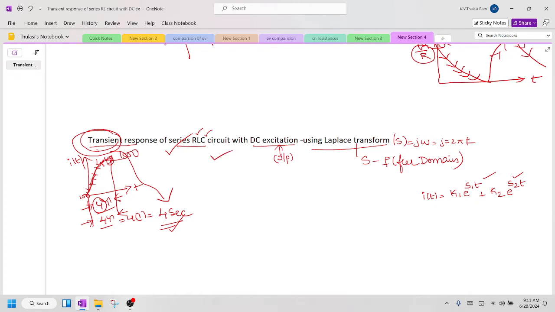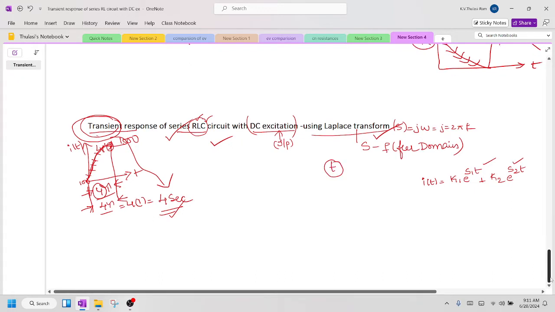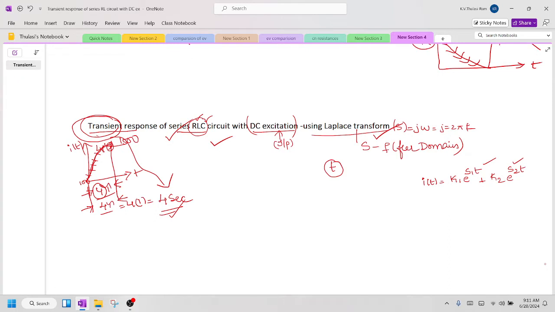This is the transient response of the series RLC circuit. We are going to take a series RLC circuit and give a DC excitation. We are not solving by conventional time domain analysis; we are using Laplace transform analysis. Okay, let's try to solve the problem.